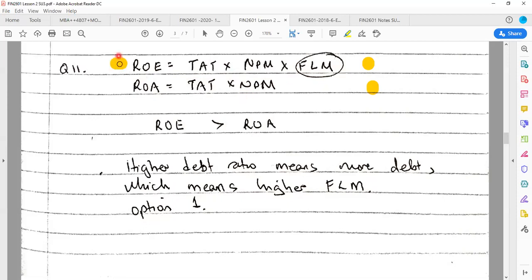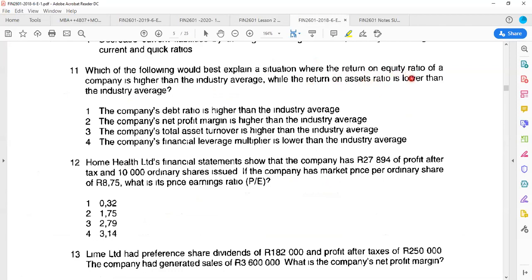So if these two are different from each other, the most likely reason is that there's a difference in the financial leverage multiplier, because that's what's present for return on equity and it's not present for return on assets. So if a company's return on equity and return on assets are different, it's most likely because of the financial leverage multiplier. So the correct answer here, why these two values would be different, we are asked which of the following would best explain why the return on equity of a company is higher than the industry average, while the return on assets ratio is lower than the industry average.